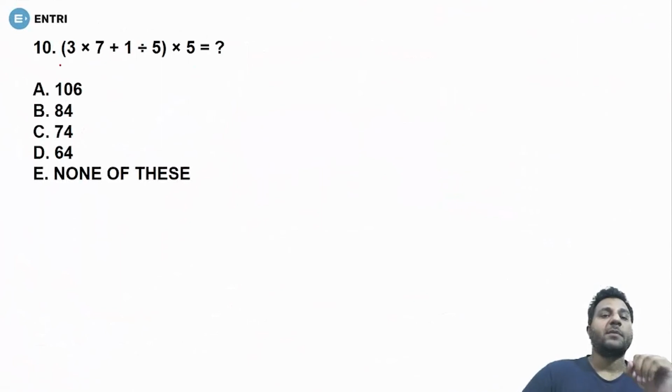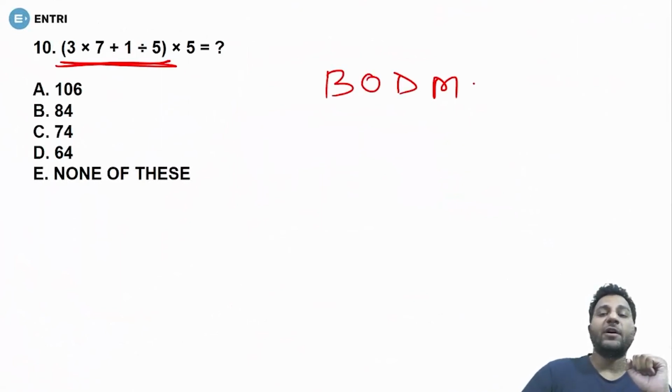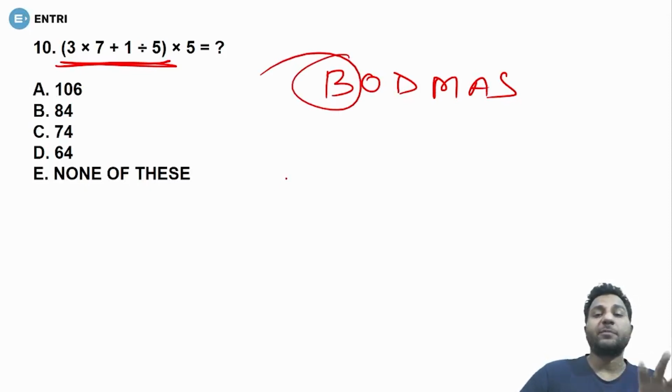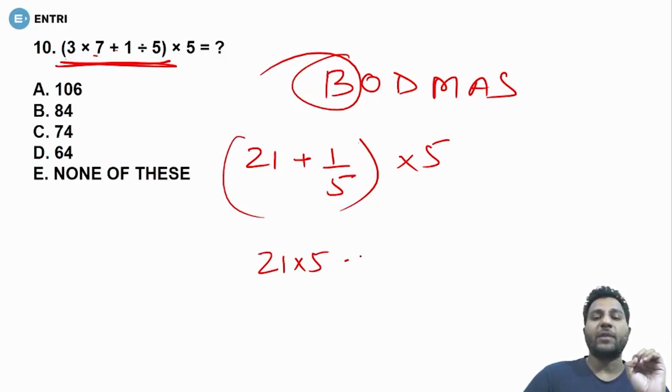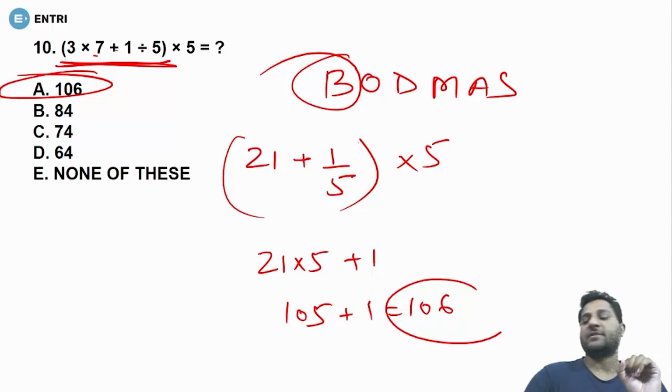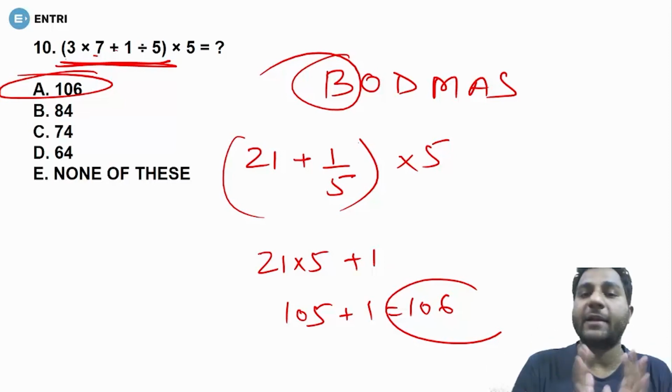Here comes the bracket. First we need to solve the bracket, because in BODMAS the first term is B. B means bracket. So 7 3s are 21. 21 plus 1 by 5. Alright, because division will also arrive into 5. So when you multiply it with 5, you will see that 21 into 5 plus 1, that means 105 plus 1, that is 106. So your final answer is 106.